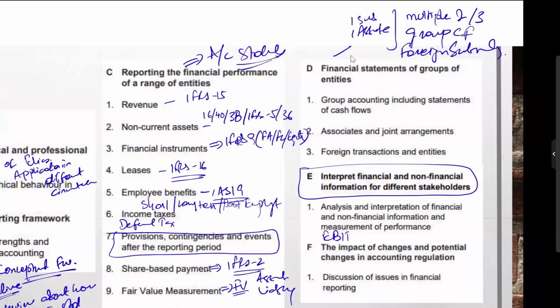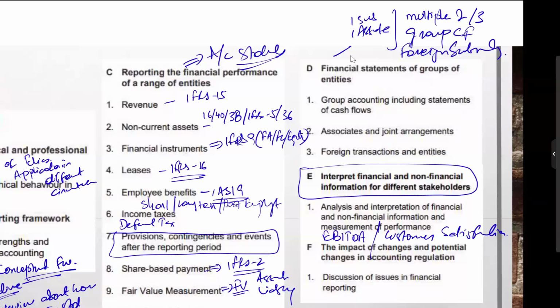I can give you an idea. There is an indicator called EBITDA, the earnings before interest, tax, depreciation and amortization. There is at times customer satisfaction, which is a non-financial performance indicator, etc. So there would be different types of things that we are going to be talking about. So we'll be discussing this interpretation of the financial statements.